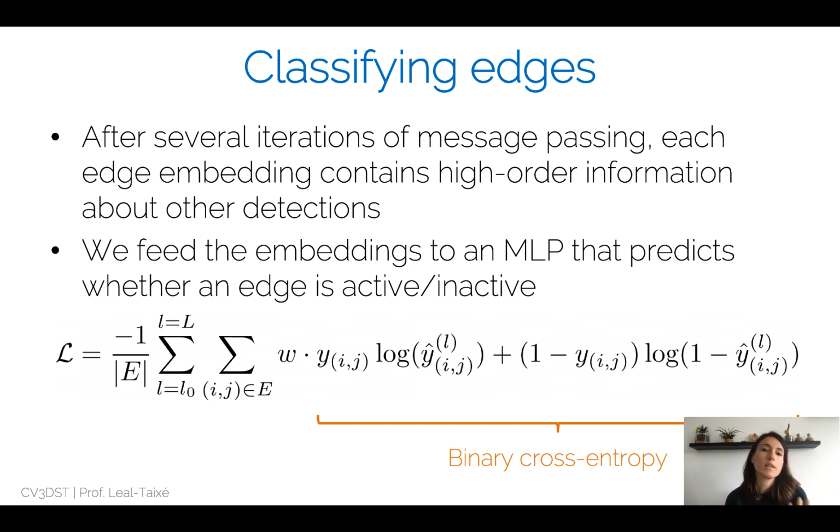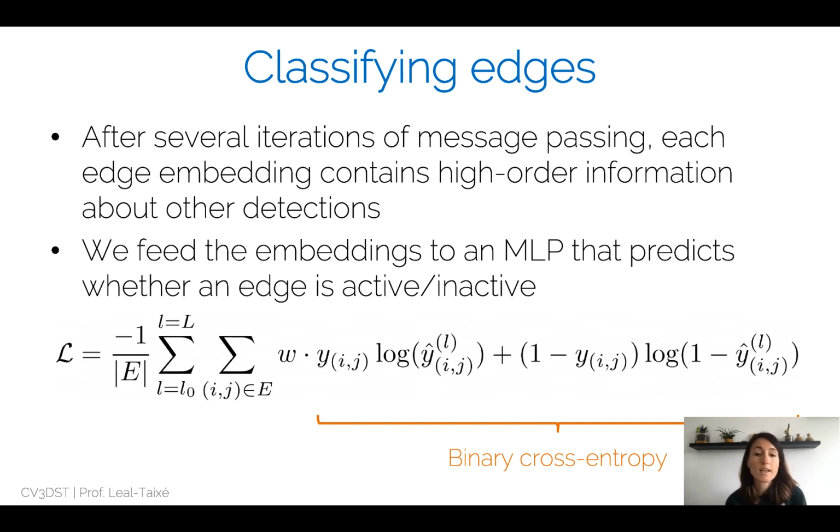And in the case of multiple object tracking, what we're interested in doing is classifying edges. So we want to know whether the connection between two nodes is actually an active edge, which means that these two nodes represent the same person, and therefore you want to create a trajectory, or the connection should not be active, which means the two nodes represent two different people. So essentially what we want to do is we want to perform edge classification into active and inactive edges.